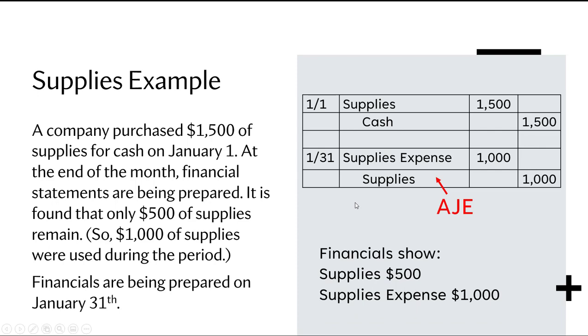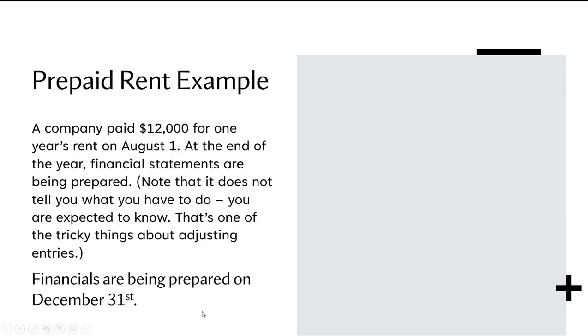All right, what's going to be on our financial statements? Well, we're going to have supplies of $500 as a current asset, right? Because that's what's left. We have $500 left. We debited $1,500. We credited $1,000 because we used it. And then on our income statement, we're going to show supplies expense of $1,000. Okay? So supplies is an example of a deferral.